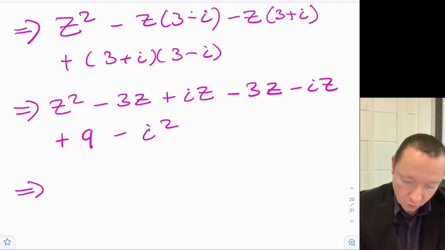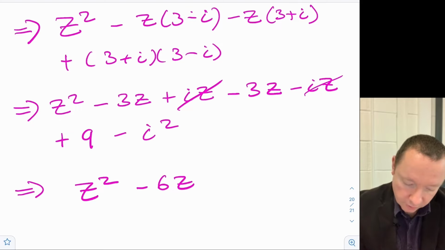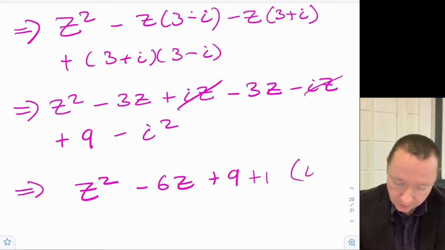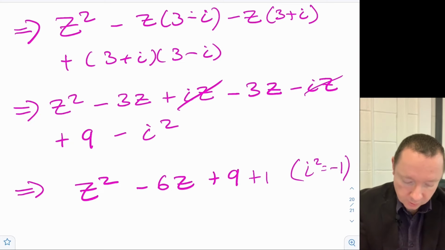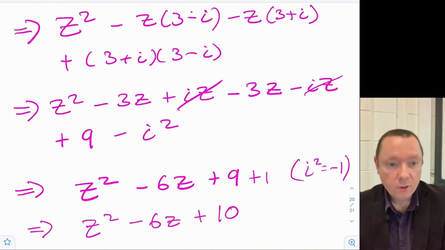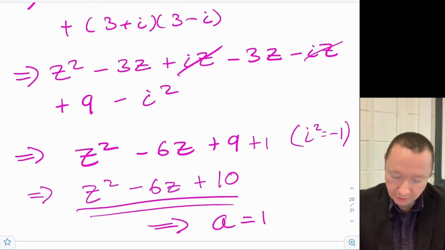So that implies we've got z squared minus 6z, as these cancel each other, plus 9. And then i squared is minus 1, so plus 1, because remember, i squared equals minus 1. So that implies we've got z squared minus 6z plus 10. And our original, remember, was z squared minus 6z plus a. And therefore a equals just the number 10.